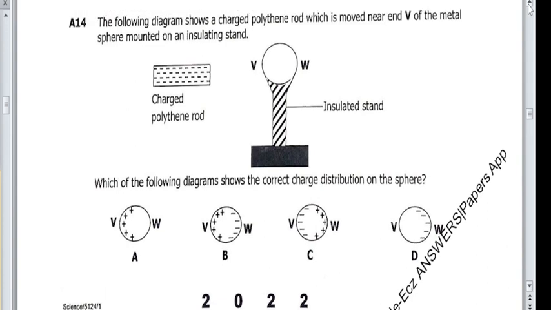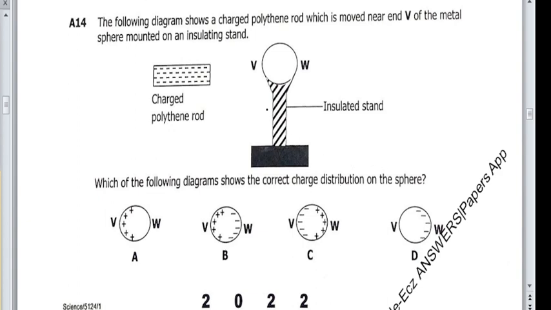Question 14. The following diagram shows a charged polythene rod which is moved near end V of the metal sphere mounted on an insulating stand. Okay, so we have a charged polythene rod here. It's negatively charged. So we have an insulated stand, and we have a metal sphere. Now look at what will happen. Which of the following diagrams shows the correct charge distribution in the sphere?